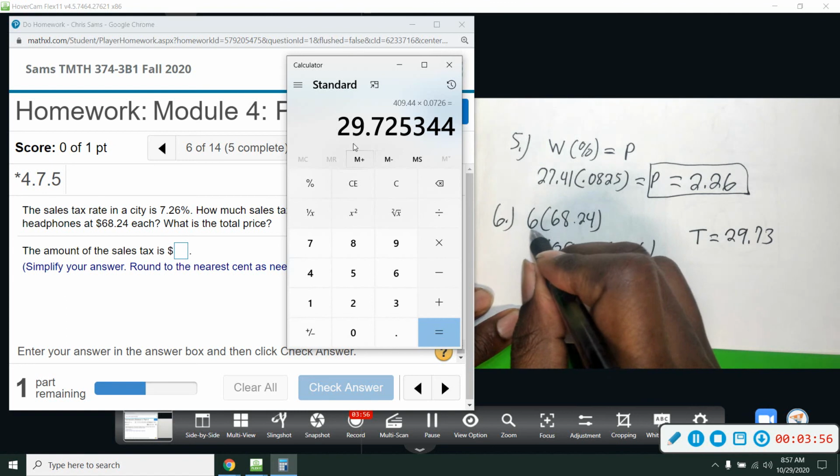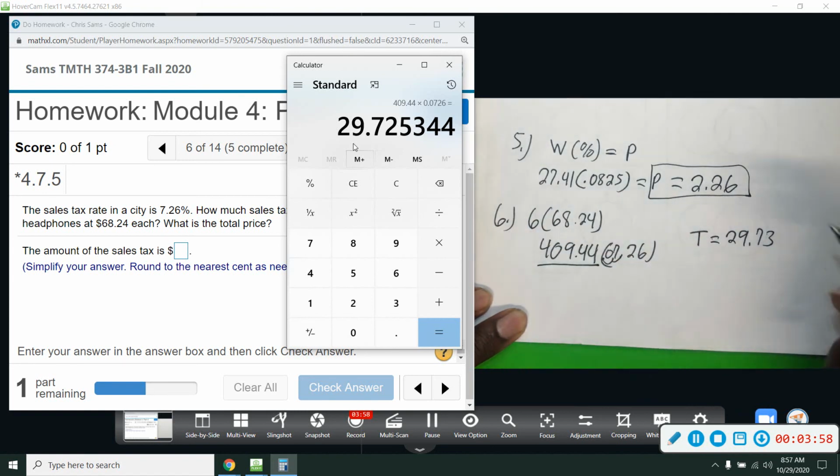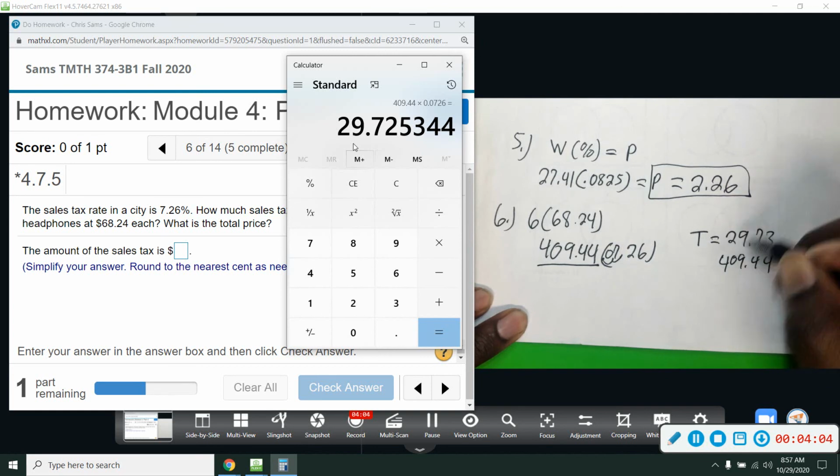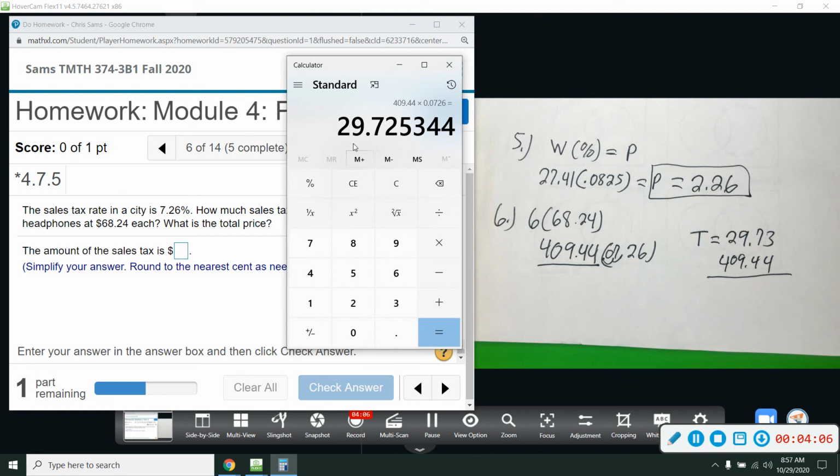This was the total amount of the headphones, the 409.44. So we're going to need to add those two together to get our total. So if I add 409.44 here, that gives me 439.17.